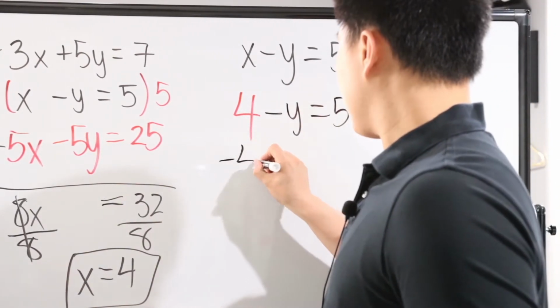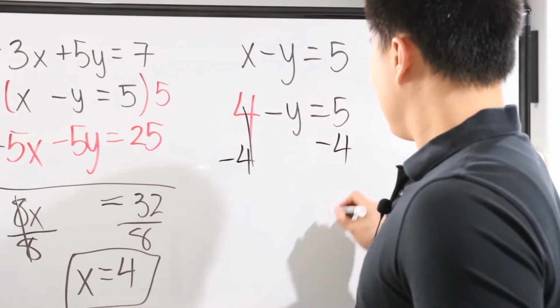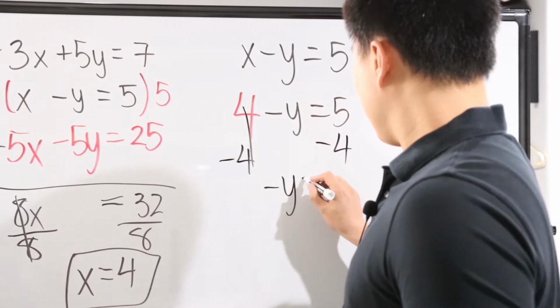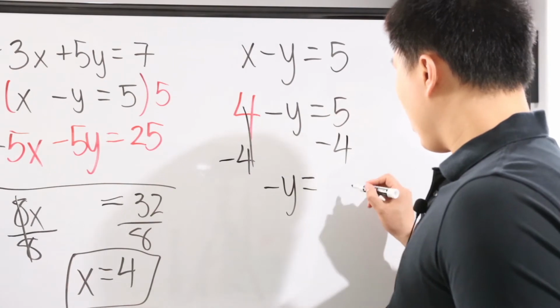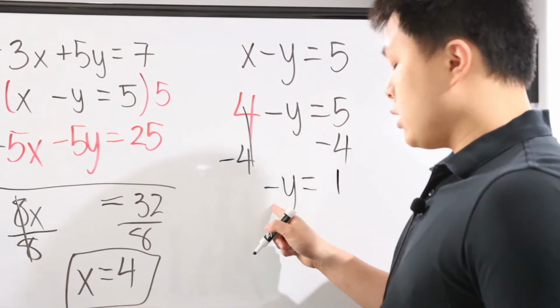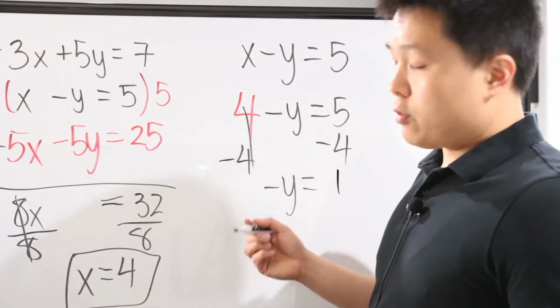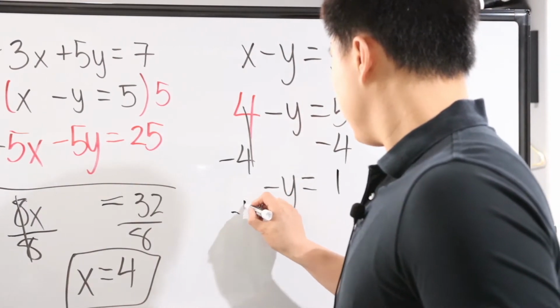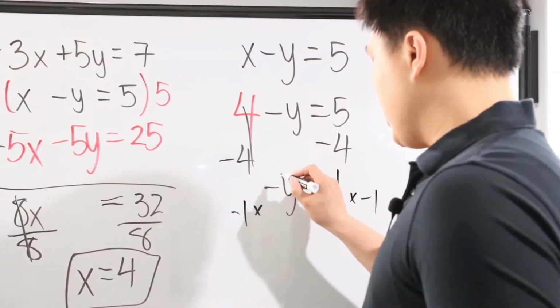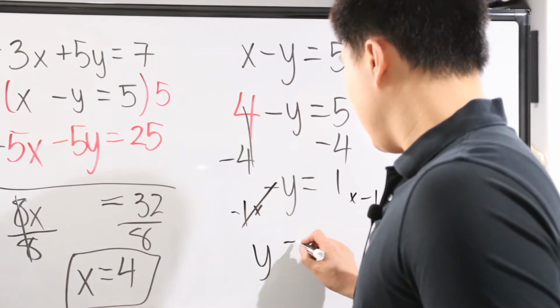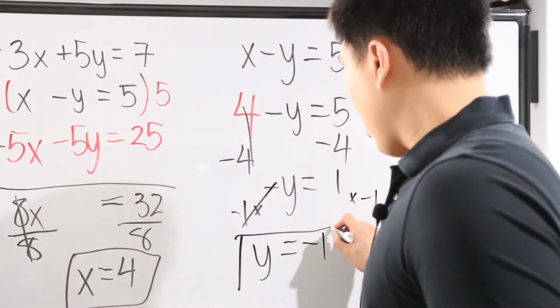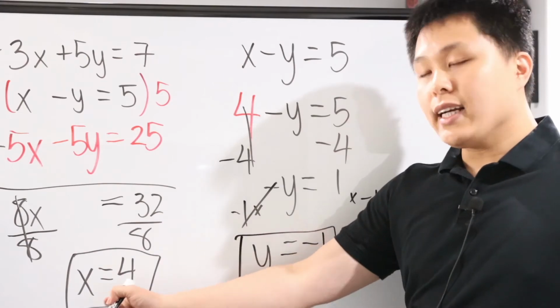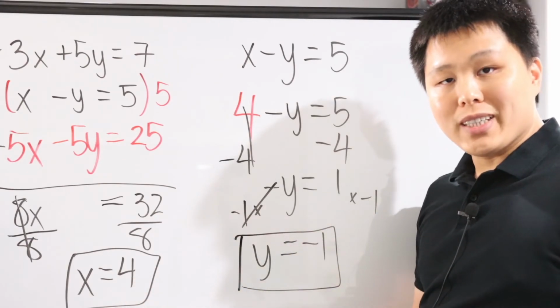Well, subtract 4. What do we get? Negative y equals 5 minus 4, that's 1. And since it's a negative, we want it positive, we're going to multiply both sides by -1. And that changes the sign, so we have y equals -1. And so our answer for this problem is x equals 4 and y equals -1.